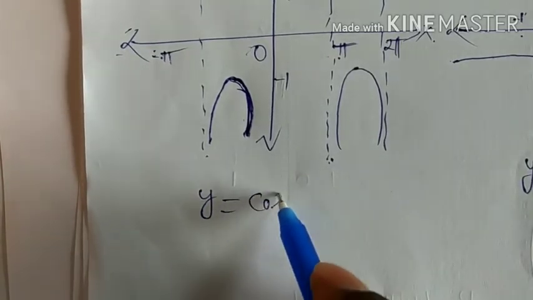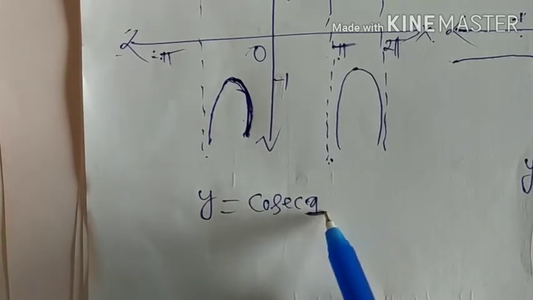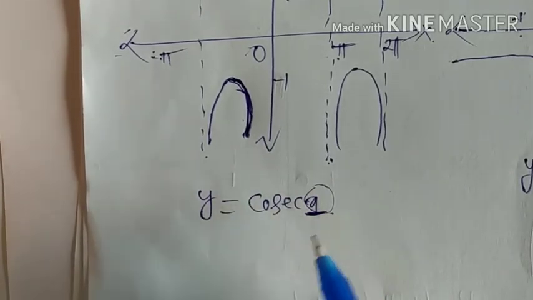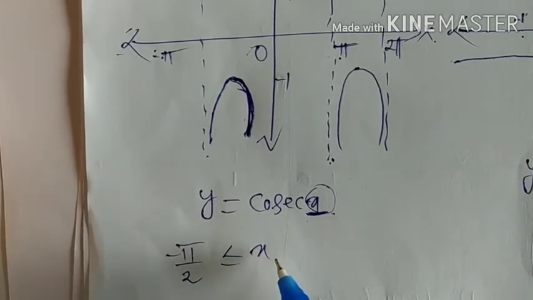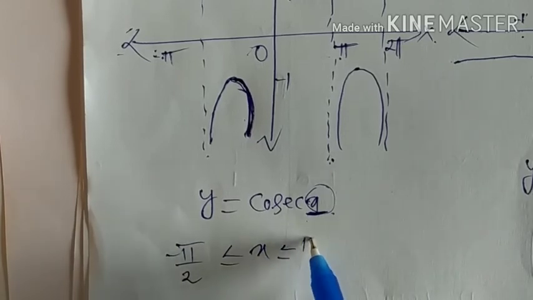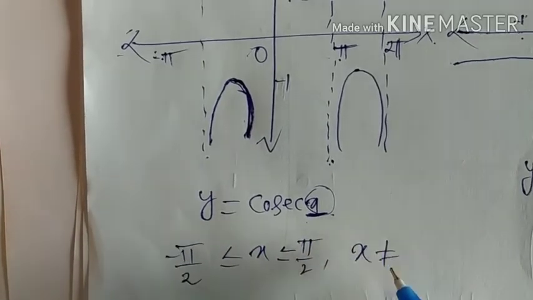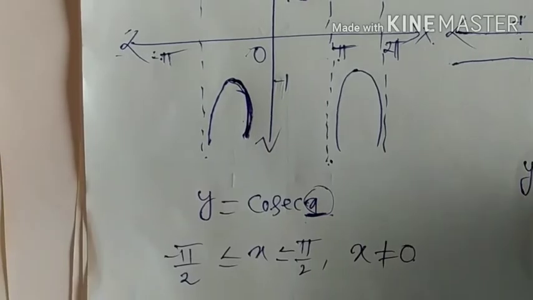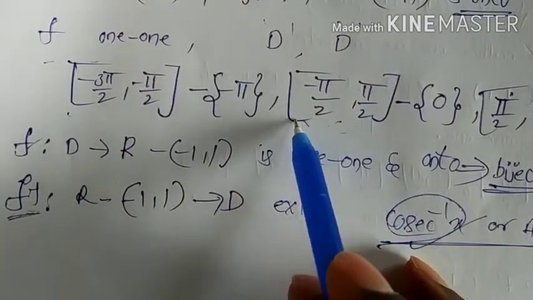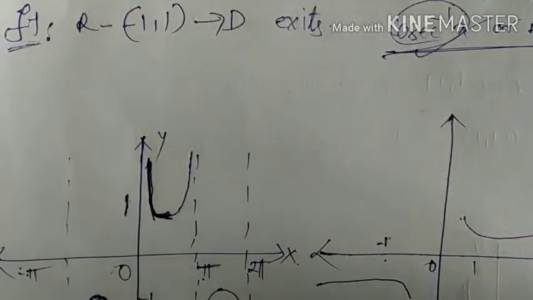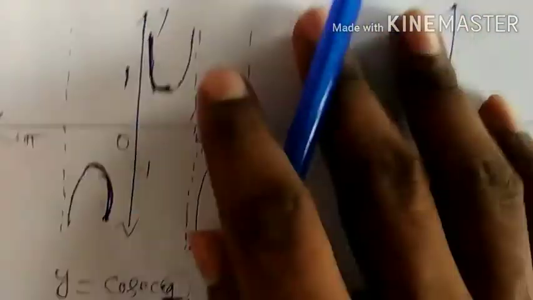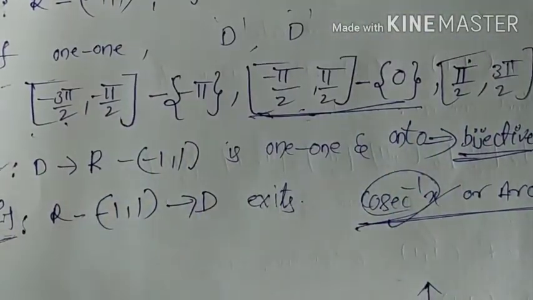Here this x is defined for certain values only, right? Those values are: x is greater than or equal to minus pi by 2 and less than or equal to pi by 2, and x is not equal to 0, right? Already we have discussed that x is not equal to 0. I just considered this interval. You can take any one of these intervals, you will get a graph like this only. So based on these intervals you can draw the graph of the inverse cosecant function.